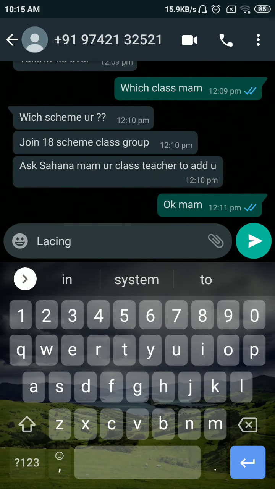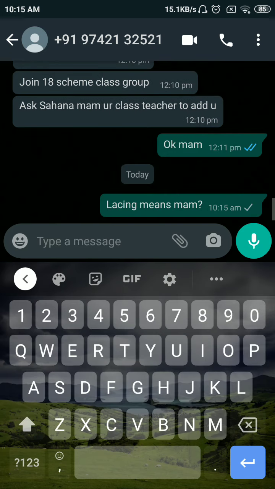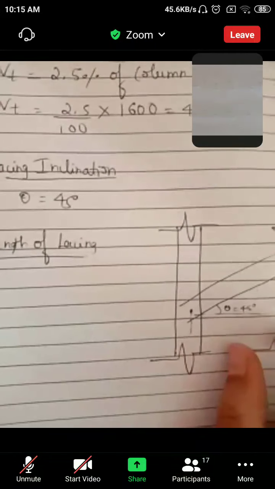Okay, so next, your third step in the design of your lacing system is your length of your lacing. To find the length of your lacing, first you have to draw your double channel section. Whatever your columns are there, these are your double channel sections. Okay, so these columns are your double channel section. So this is your link system what you have, and then this is your channel or your C section.